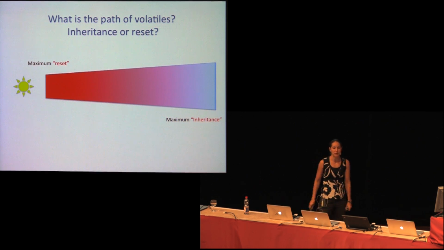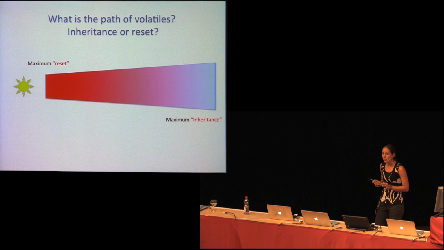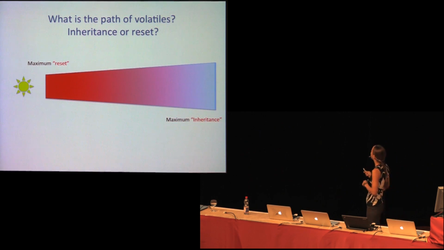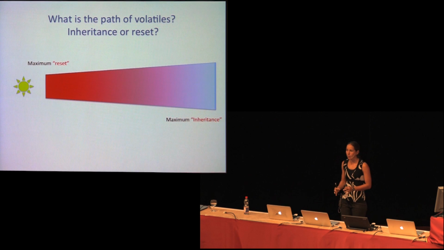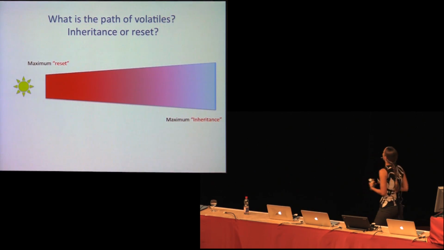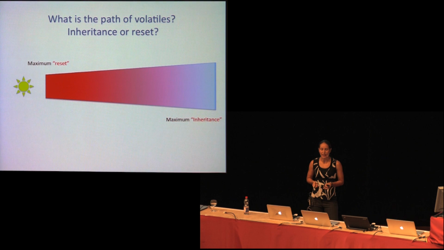OK, so back to chemistry. One way to think about the chemistry in disks is to ask, what is the path of the volatiles? There are two end-member ideas for what happens with the chemistry. One I'm going to call inheritance. The idea here is that you have a cloud, and you have your chemistry in the cloud, and it comes in, and it doesn't get processed, and that determines your chemistry in your disk. Another end-member possibility is some sort of complete reset of the chemistry, and so you lose the history of what came before.